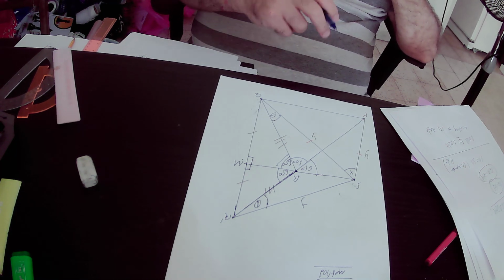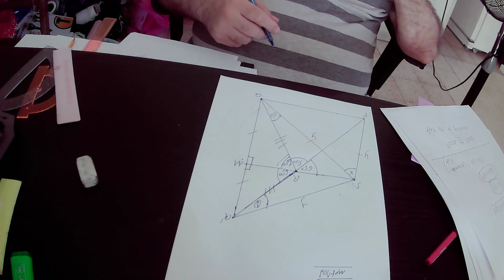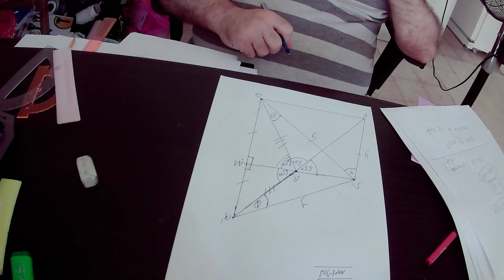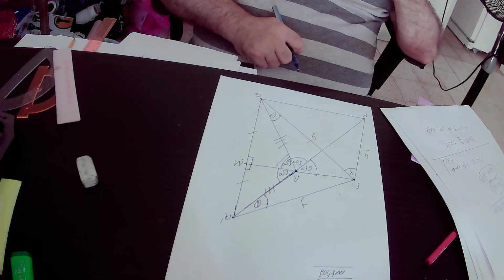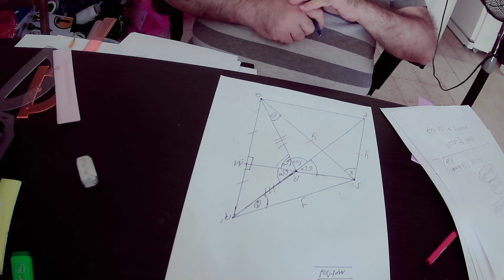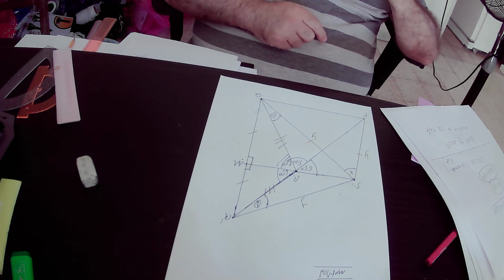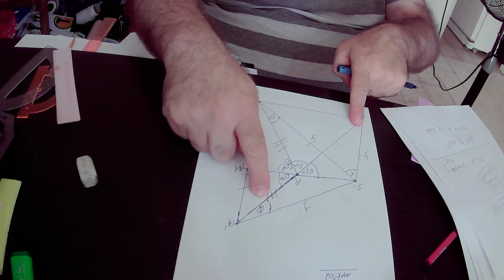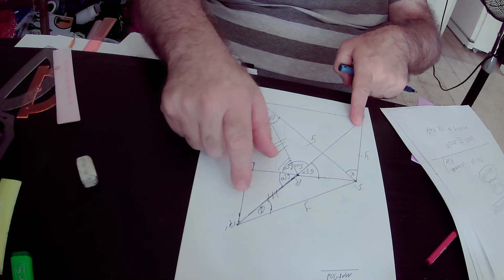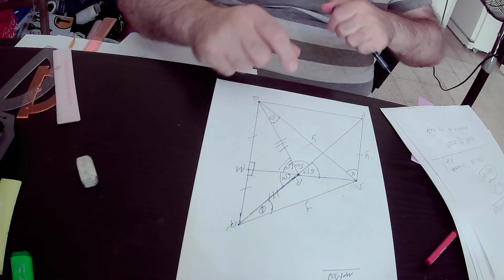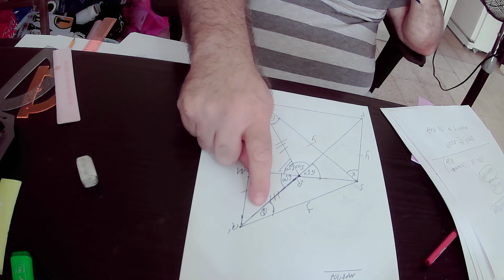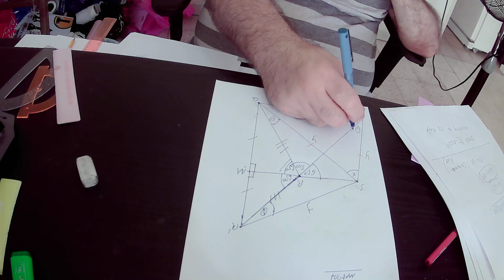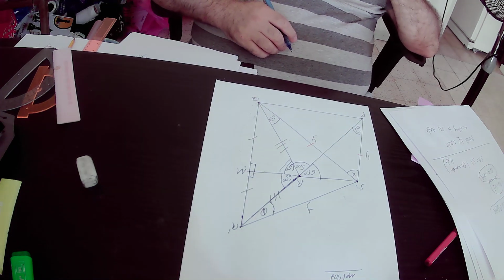In triangle PSQ dash we have two sides that are equal to each other, and according to the rule that opposite equal sides in a triangle we have equal angles, those two angles located opposite the equal sides will also be equal to each other. Therefore, if this angle is theta, this angle must also be equal to theta.